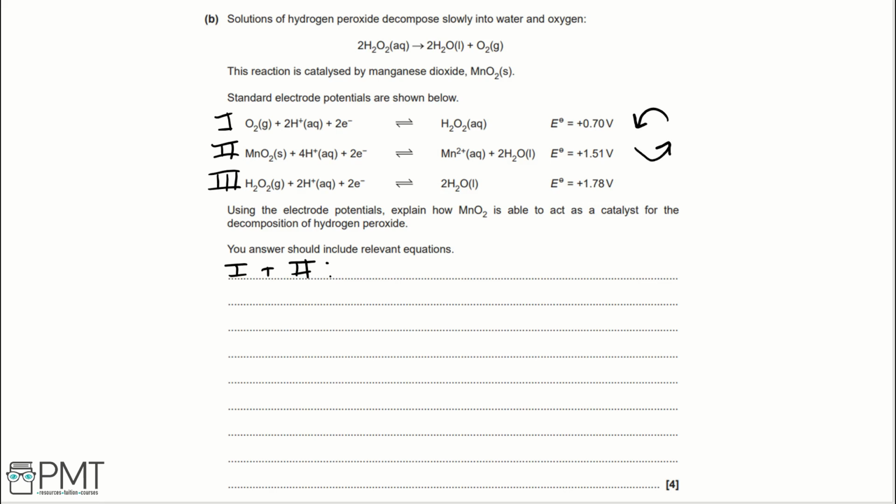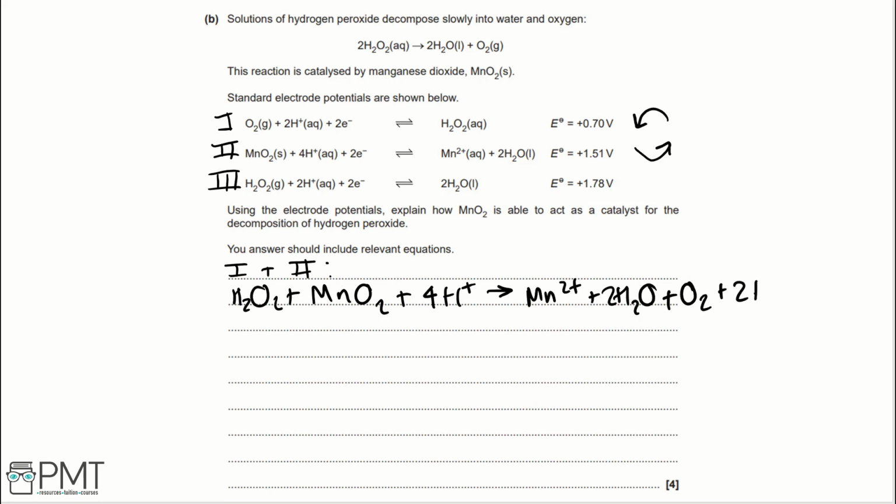So if we combine these, we would have H2O2 plus MnO2 plus 4H+ goes to Mn2+ plus 2H2O plus O2 plus 2H+. We're not finished yet. Because there's an H+ on both sides, these two would disappear and this 4 would turn into a 2. This is our first equation.